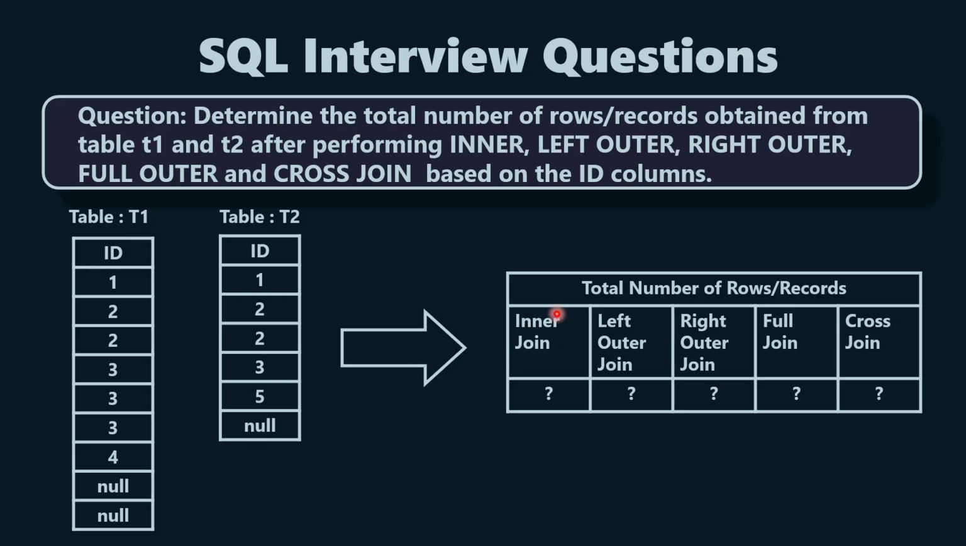Now the expected output is the total number of records or rows. So when you run the query by joining the two tables using the inner join, what is the output? And what is the total number of records when you do the left outer join, full join and cross join? Let's see one step by step simulation.